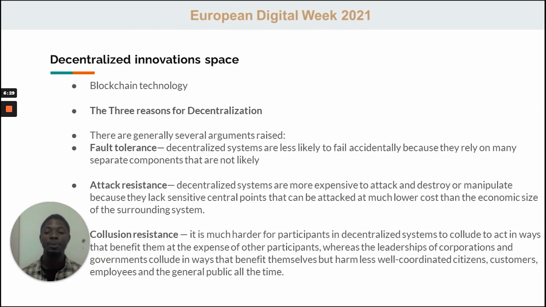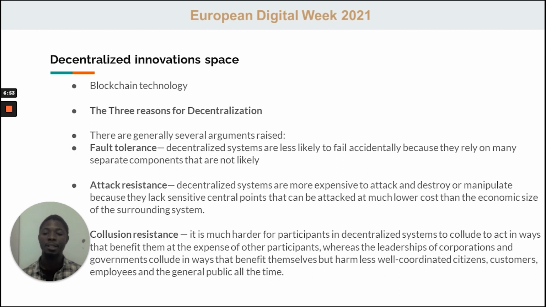Those are the major differences between the two. Now let's look at the decentralized innovation space so we can see how they correlate to each other, or why we should move to decentralization, since all those technologies rely on decentralization. Three common arguments are raised in order to show the reasons for moving to decentralization.